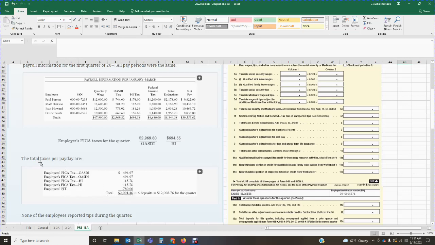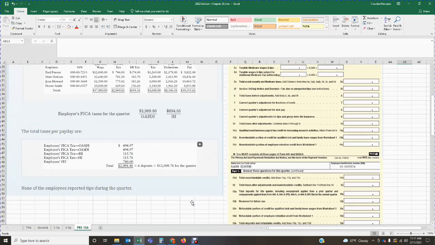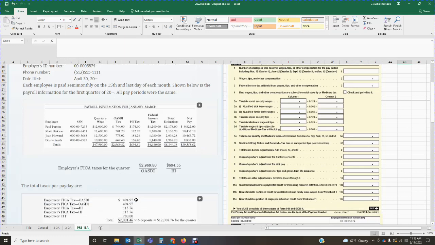Okay, these are the total taxes per pay period. Okay, every paycheck. Remember, they get paid twice a month. So every pay period, these are the taxes associated. A total of $2,001.46. We are multiplying by 6 deposits because it's 2 pay periods per month. So it's 2 pay periods for January, 2 for February, and 2 for March because we are dealing with the first quarter. Okay, that would give us taxes of $12,008.76 for the quarter. Okay, none of the employees reported tips during the quarter. So there is no tips associated in this problem.